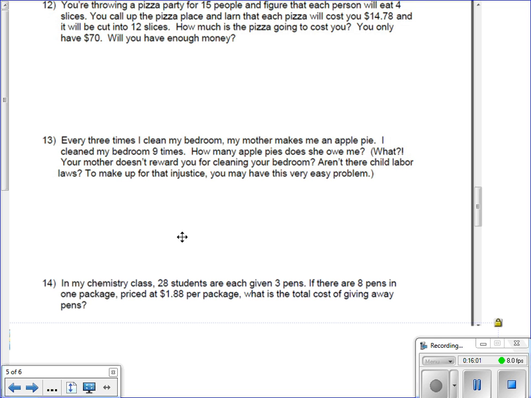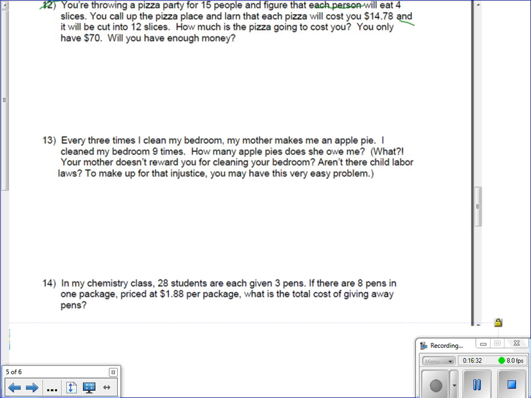All right, so we need to find conversion factors first. I'll try to underline them. My smartboard's not very good. All right, we're throwing a pizza party for 15 people. Our 15 people is not equal to anything, so we're going to keep going. You figure that each person will eat 4 slices. So that's a conversion factor. Each person, so one person is going to get 4 slices.